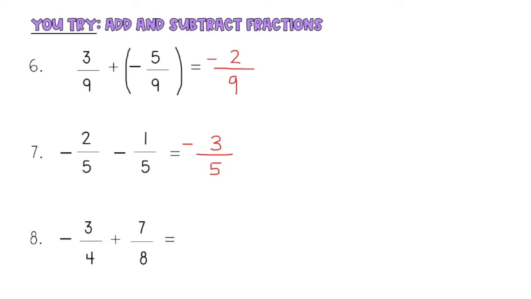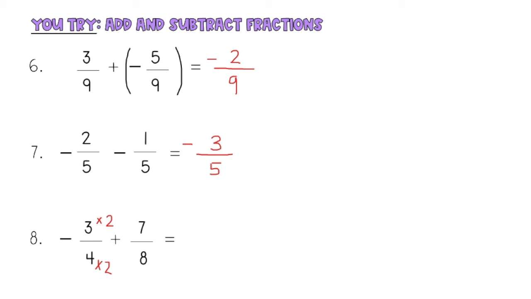Number 8, negative 3 over 4 plus 7 over 8. Before I can solve, I have to make sure that I have a common denominator. So I have 4 and I have 8. I could multiply both of these numbers so that my denominator is 16, but an easier way that I can fix this problem would be to multiply so that I have denominators of 8. So to make my 4 into an 8, I'm going to do 4 times 2. And whatever I do to the bottom of my fraction, I have to do to the top, to my numerator.